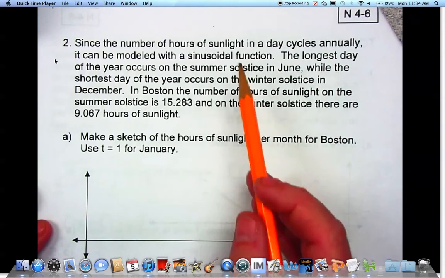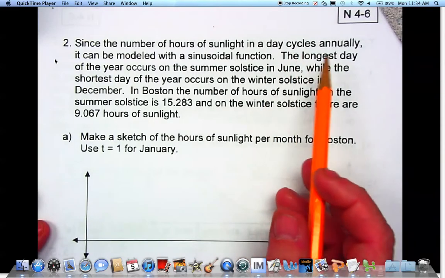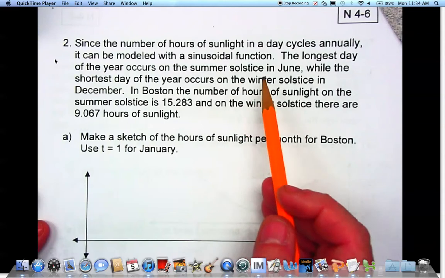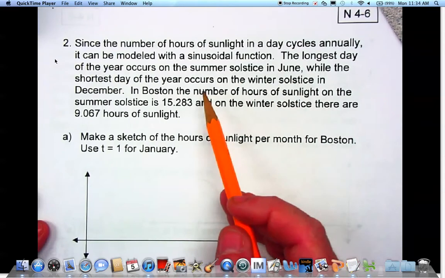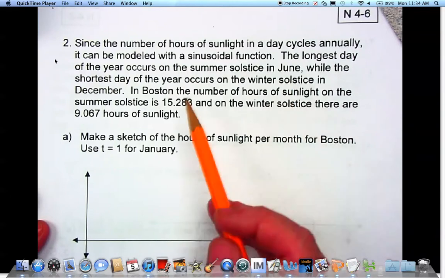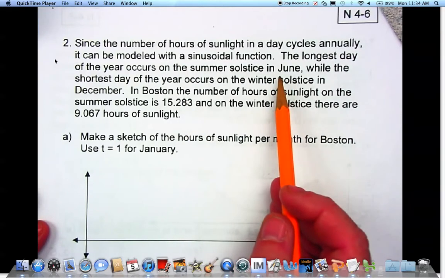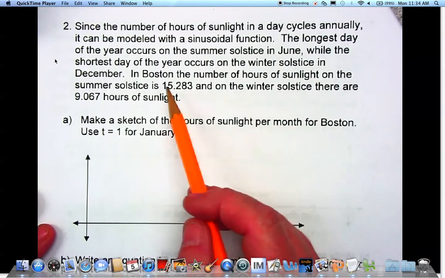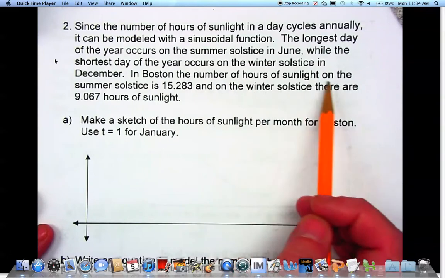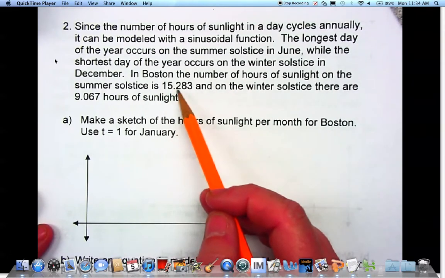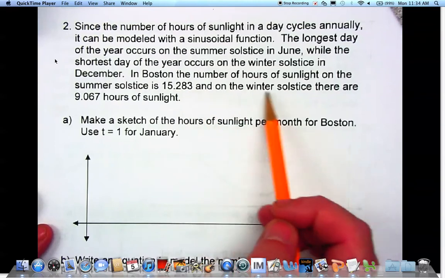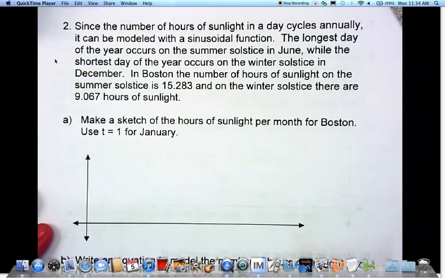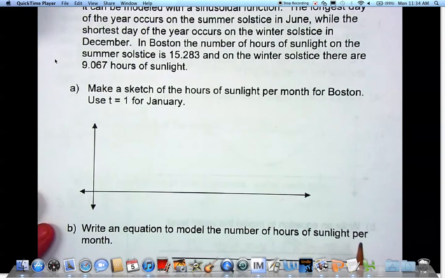Okay. Since the number of hours of sunlight in a day cycles annually, it can be modeled with a sinusoidal function. The longest day of the year occurs at the summer solstice in June, while the shortest day of the year occurs at the winter solstice in December. Y'all remember the date? June 21st. I don't know the December one. It's either 21st or 22nd. In Boston, the number of hours of sunlight on the summer solstice is 15.283. And on the winter solstice, there are 9.067 hours of sunlight. So there's 15 hours of sunlight on June 21st.